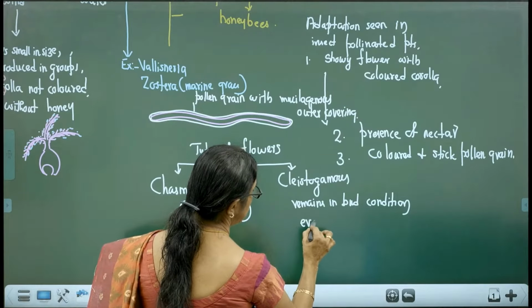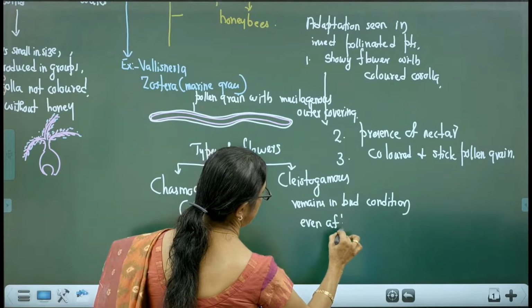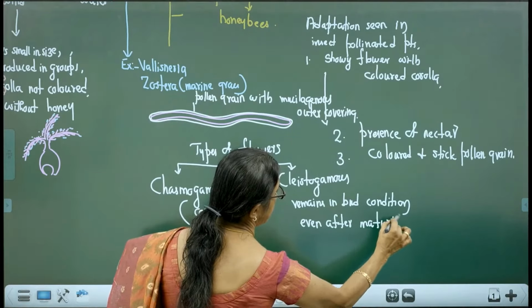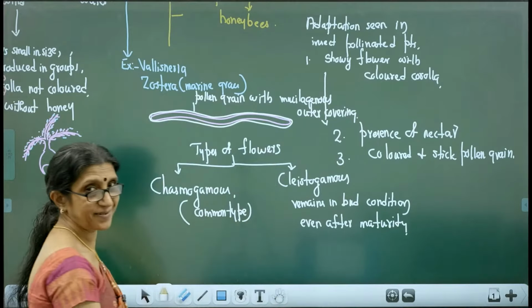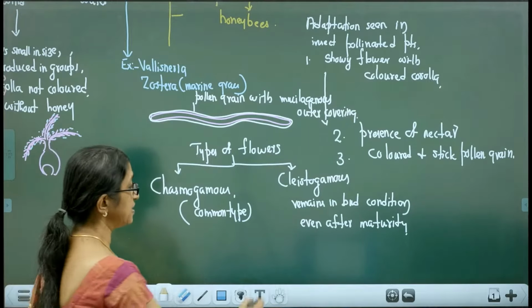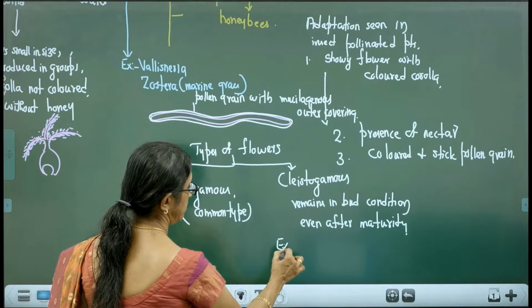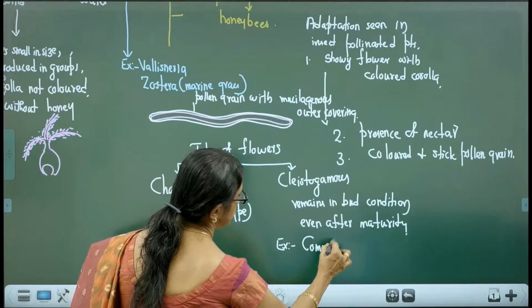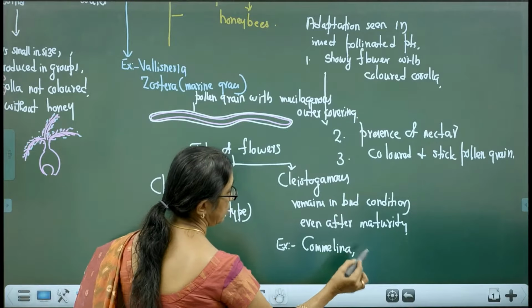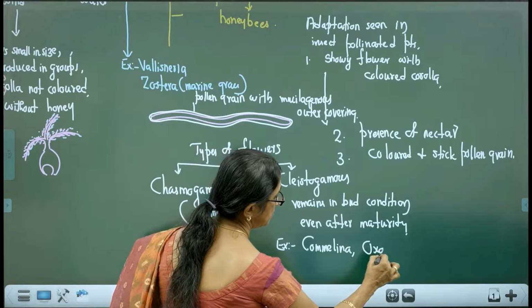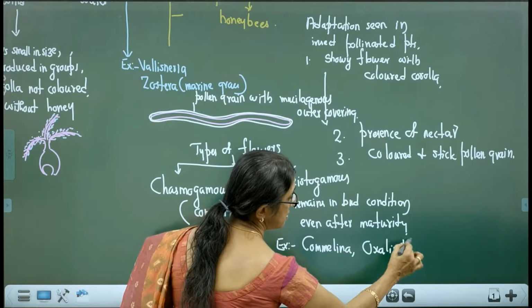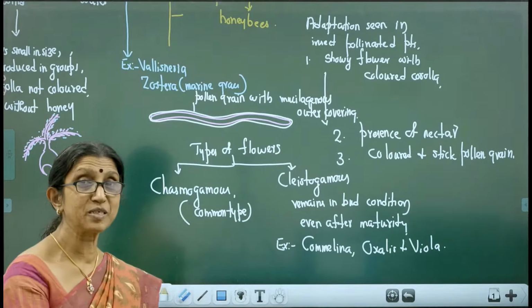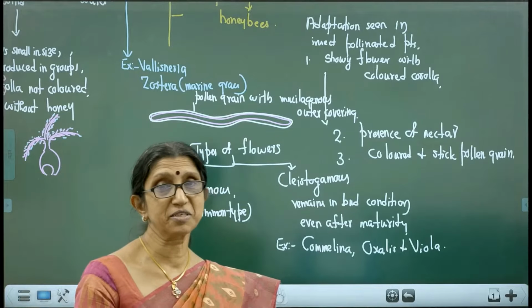Even after maturity, right? Examples are Commelina, oxalis, and viola. Okay, these are examples for cleistogamous flowers.